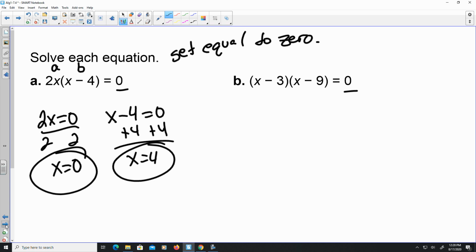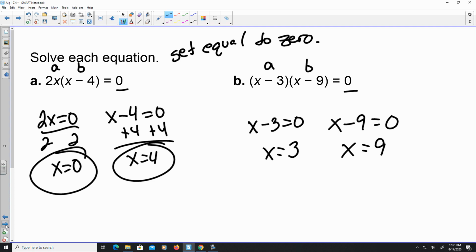If you looked at B, x minus 3 times the quantity of x minus 9, set equal to 0. x minus 3 is A, x minus 9 is B. Implement this zero product property, so I'm going to take x minus 3, set equal to 0, and x minus 9, set equal to 0. The first equation, x would equal a positive 3, and the second equation, x would equal a positive 9. So these would be the two values for x that would make that original equation true.